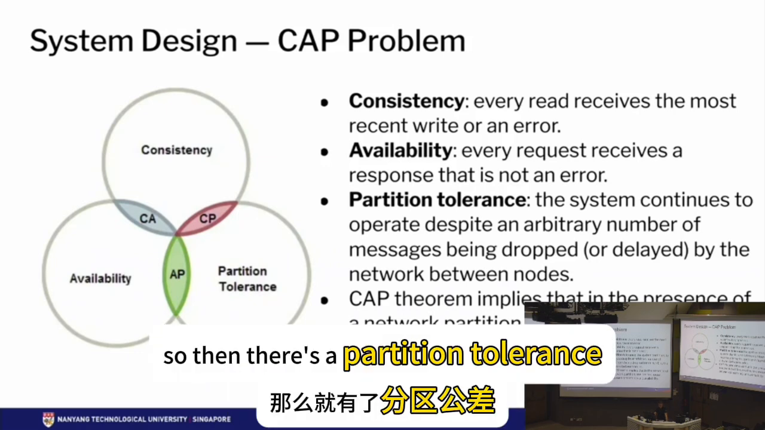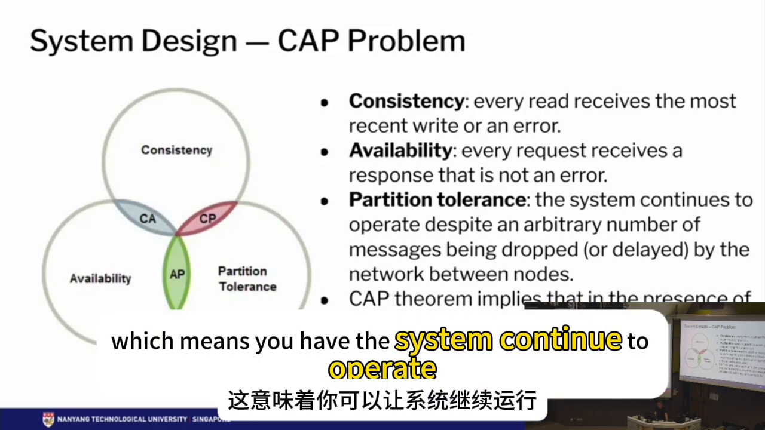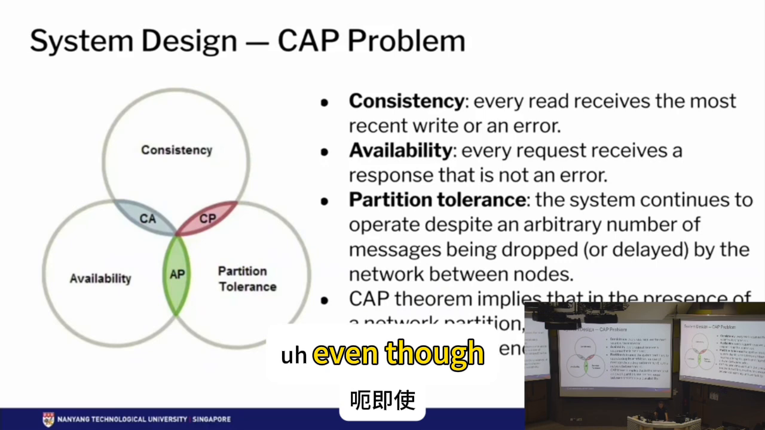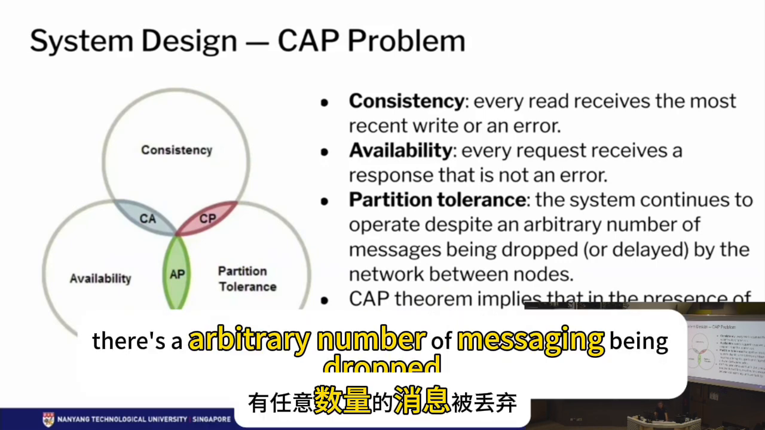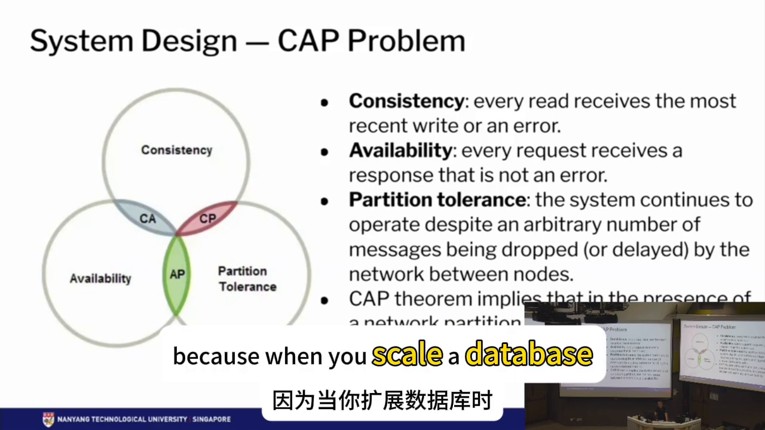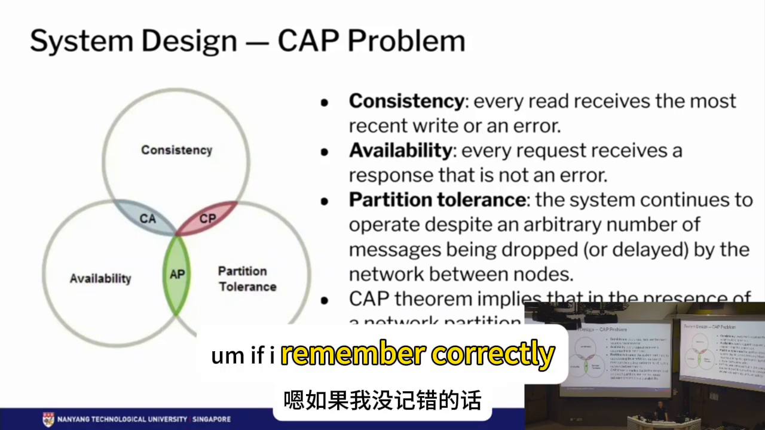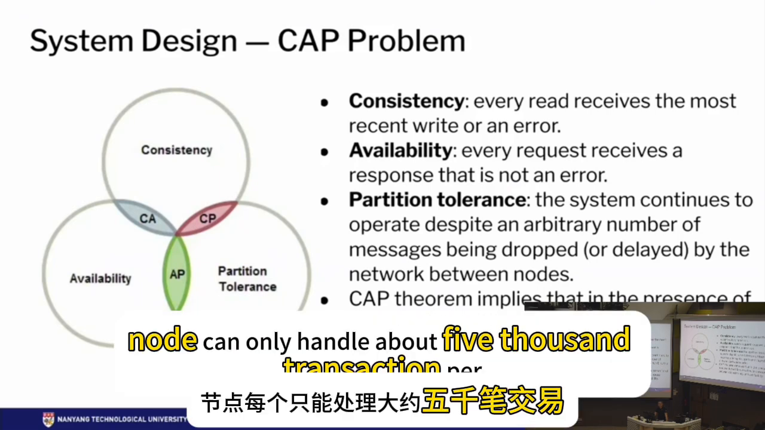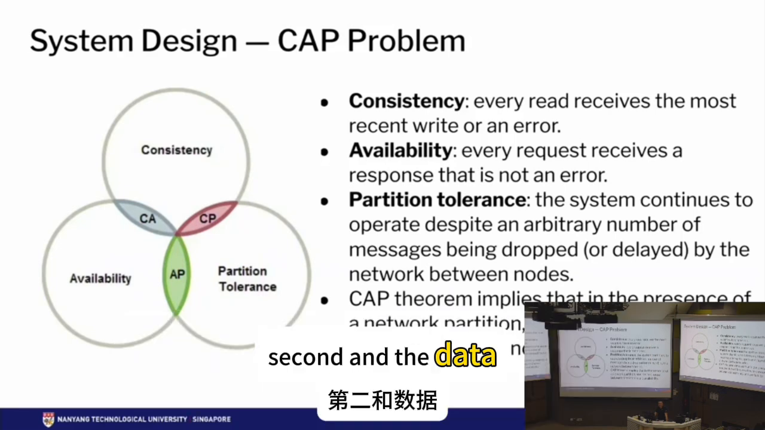Then there's partition tolerance, which means the system continues to operate even though an arbitrary number of messages are being dropped. Why are they dropped? Because when you scale a database, if I remember correctly, a single MySQL node can only handle about 5,000 transactions per second.